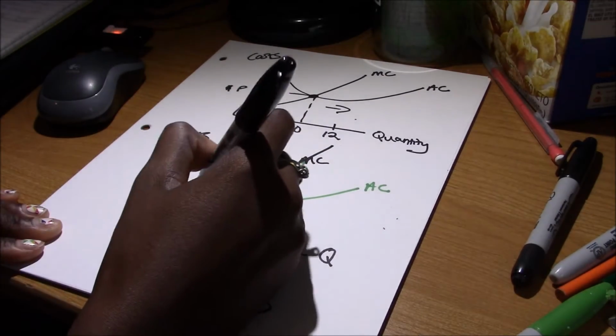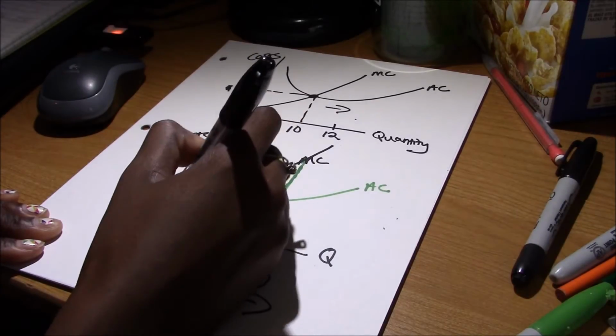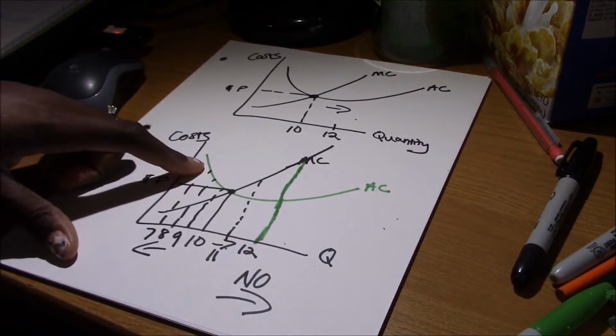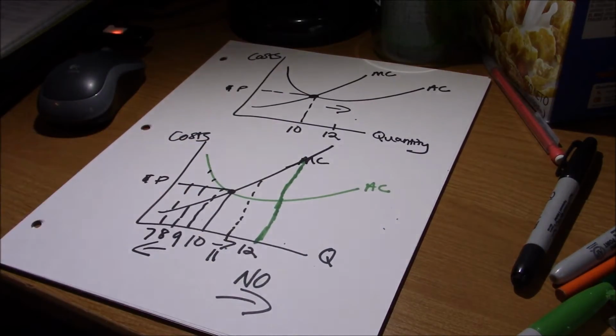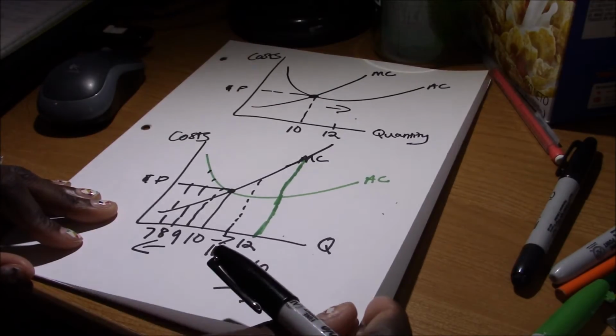Okay, so 8, 9, 7 units. The average costs are below marginal costs. So yes, it's still profitable to actually perform within that area. Okay.